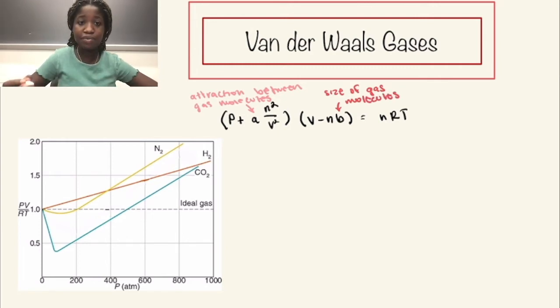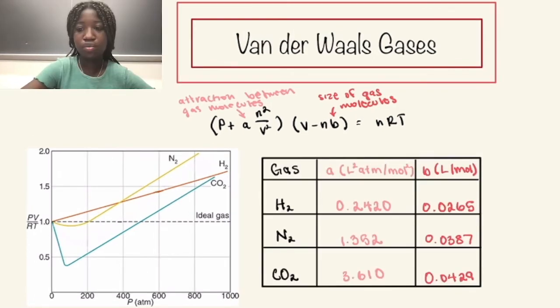All gases have their own a and b constant. So I'll show you a table of gases with their a and b constants, in which the gases are the ones found in the graph. Now that we have our table, let's look at the data to see if we can find any patterns. Starting with the a constant. This table is ordered in smallest to largest a constant. So CO2 has the largest attraction between gas molecules, followed by N2, and H2 has the smallest.